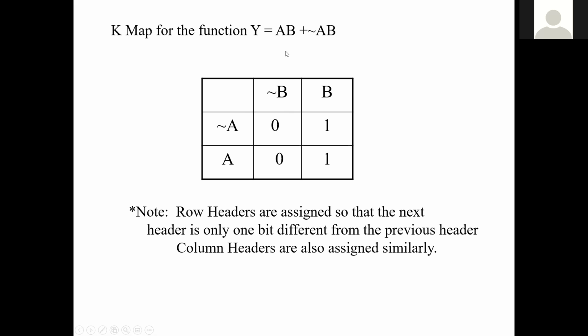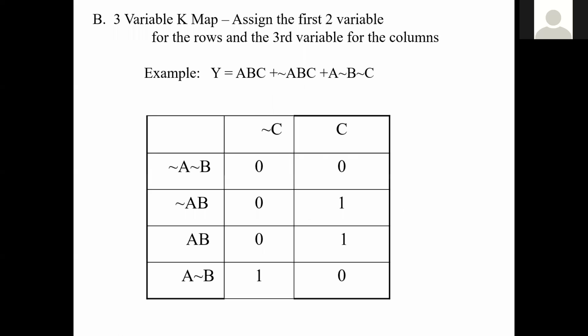It's 1 bit different. Now for this function, we have AB. This is square AB. We have it marked with 1. And we have not A, B. We mark this with 1. All the rest we mark with zeros. That's what we do to create the two variable K map. For a 3 variable K map, we assign 2 variables in the rows and 1 variable in the columns. Or we can do it the other way around: 2 variables in the columns, 1 variable in the rows.